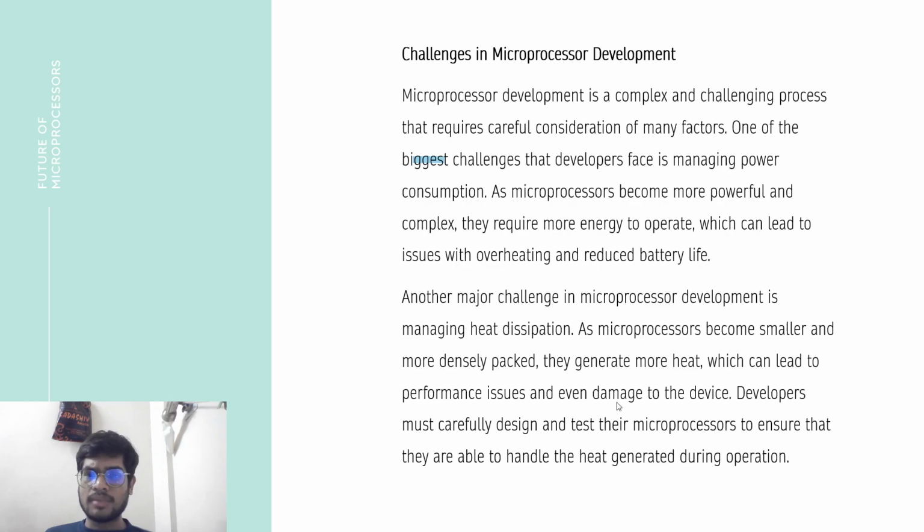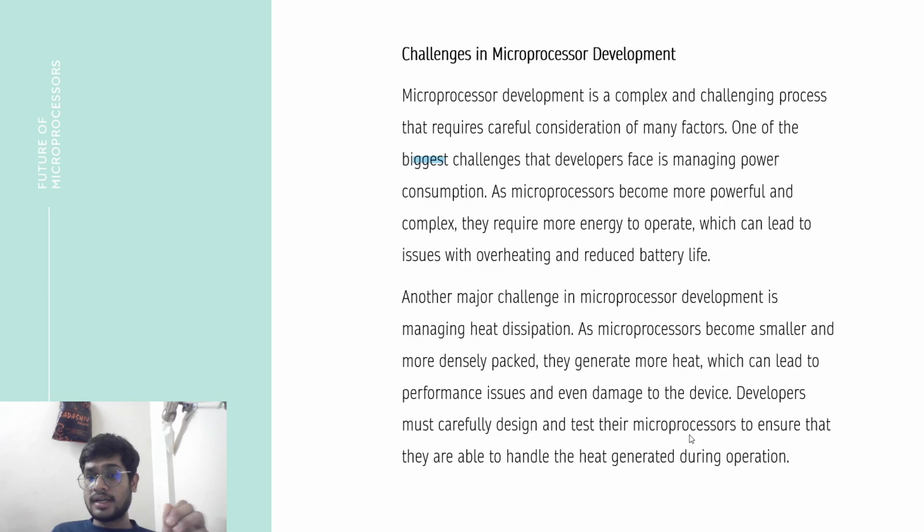Which can lead to performance issues and even damage to the device. As I talked about earlier, microprocessors sometimes get blasted. Blast means the connection gets disturbed and wires get damaged. So performance can be downgraded and it can even damage the device. If the microprocessor gets burned, it will also affect the device, because the microprocessor is hardware that is fitted inside the device, in particular laptops, PCs, mobile phones, or smartwatches also in today's world.